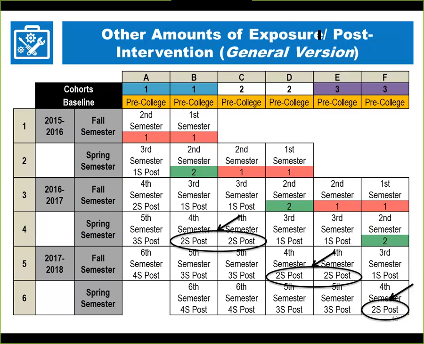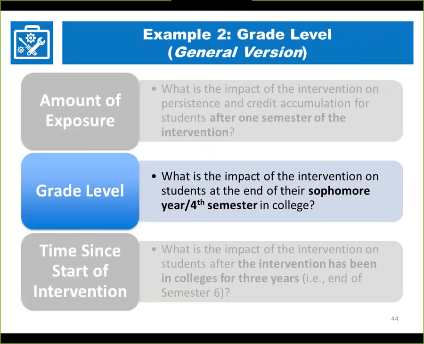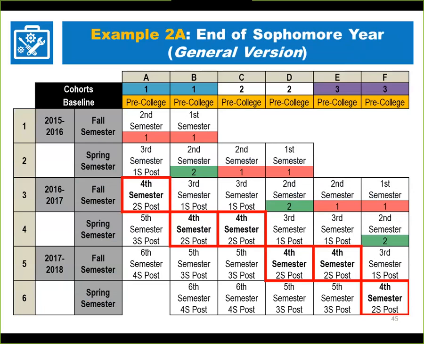What is the impact of the intervention on students at the end of their sophomore year, their 4th semester in college? For this research question, the student sample would be comprised of all the cells in the matrix in which students are sophomores, regardless of their amount of exposure or the amount of time since the start of the intervention. In this example, the sample would include students in the 6 cells that are outlined in red.